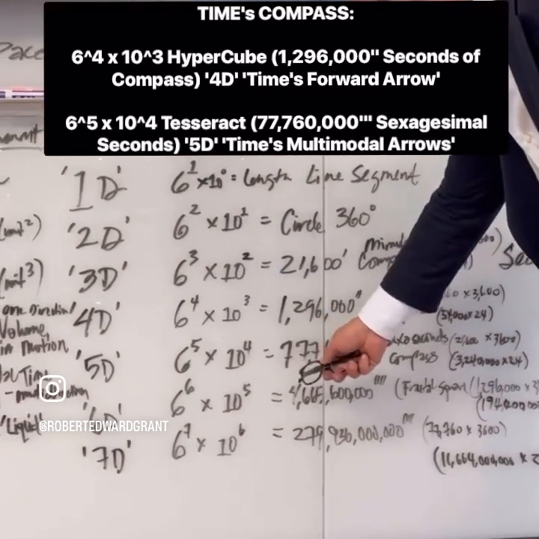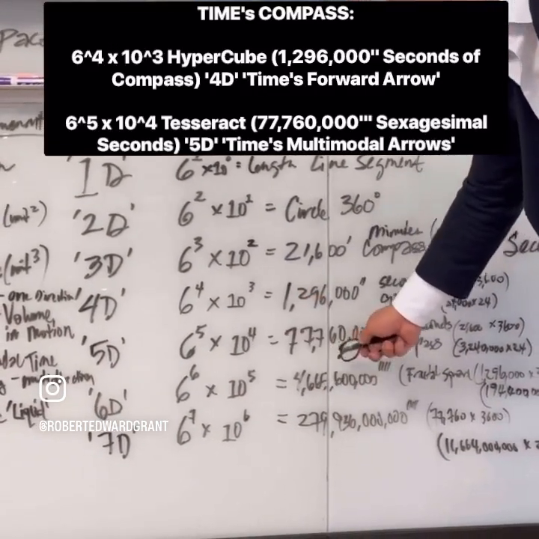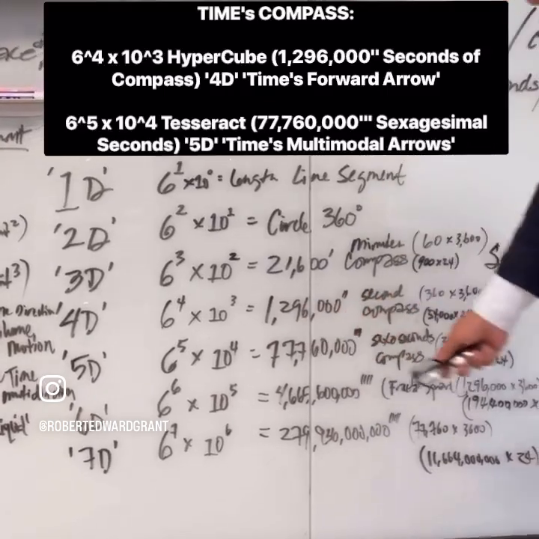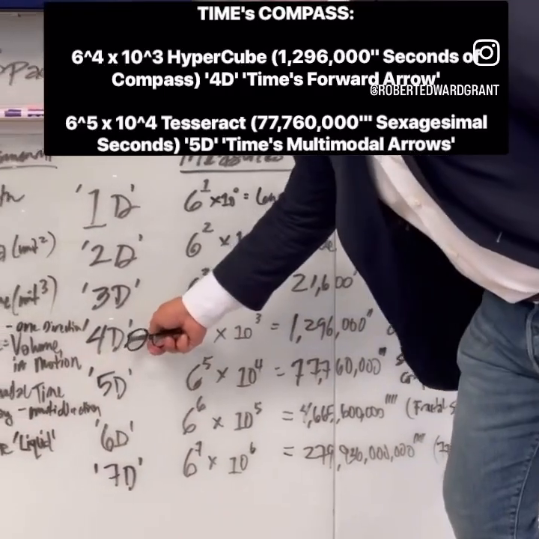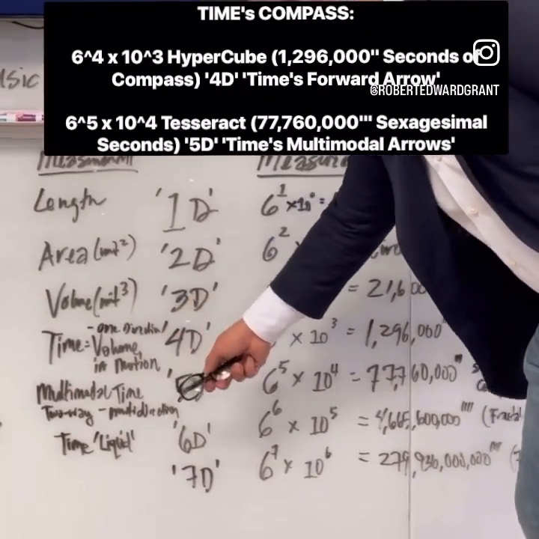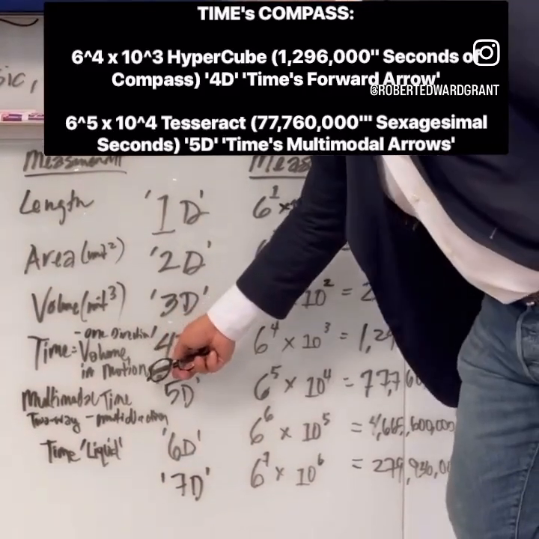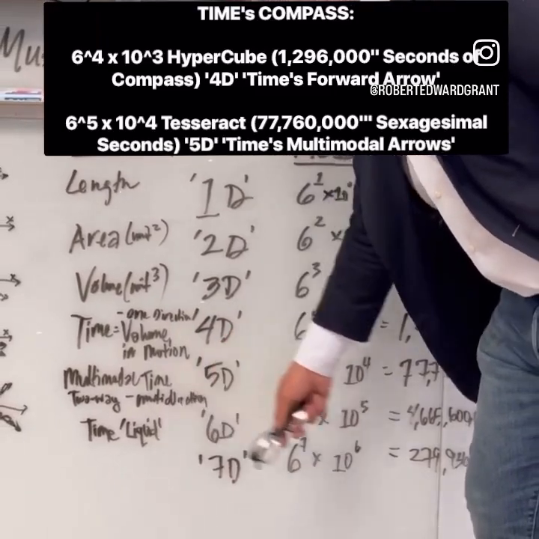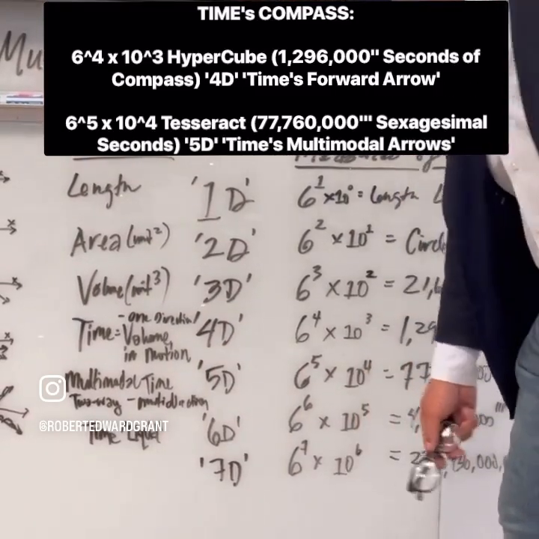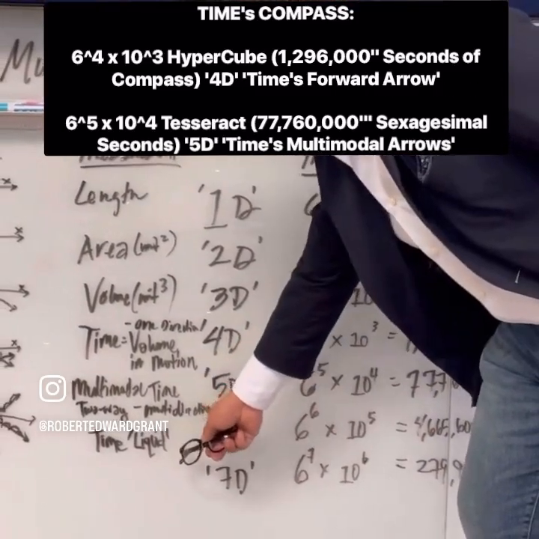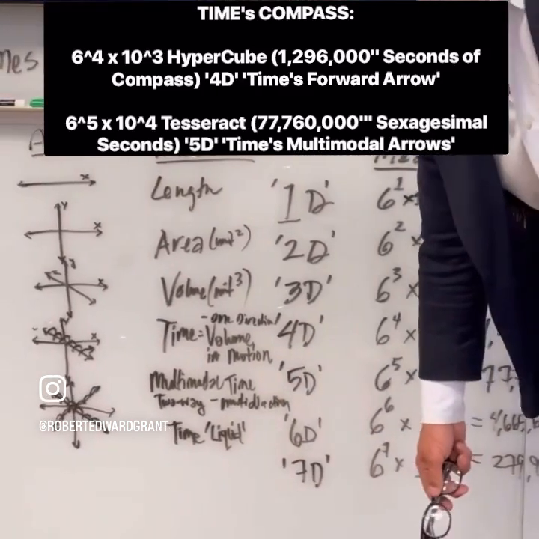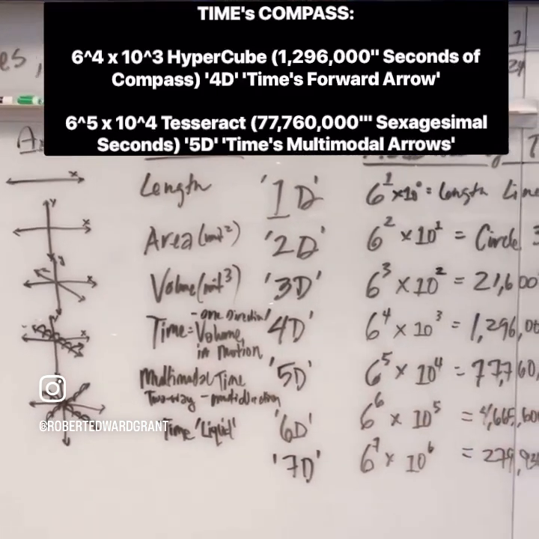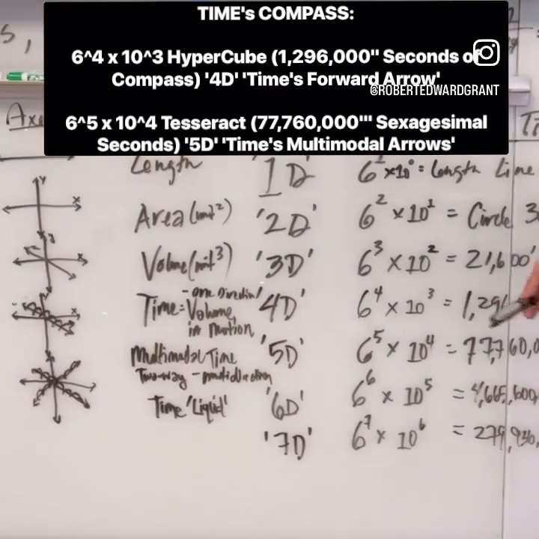And then from there, we go to 6 to the fifth power, which would be the fifth dimension, which is going to be measured no longer in just time. That's going to be one-directional time, or what I would call volume in motion. Now we've got multimodal time, which is two-way multidimensional time. And then eventually, in the sixth dimension, time becomes liquid. Literally like liquid. So you're talking about volumetric measurements here.